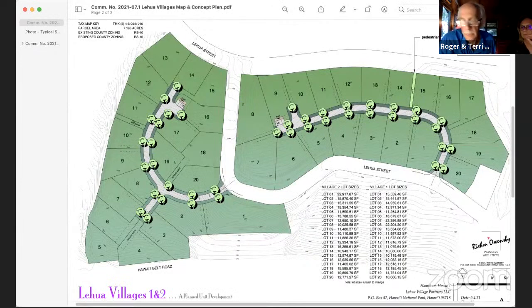So we've met with housing, we've met with planning. They're both very supportive of what we want to do, and we're open for questions. Any questions or comments, whatever kind of feedback you folks might have.